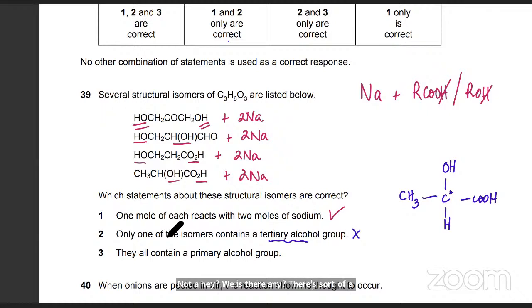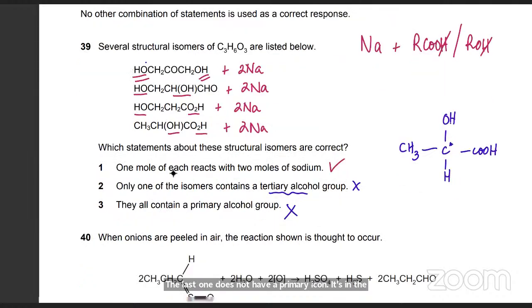Is that clear? No, sir. They all contain, sir. I said they all contain a primary alcohol group. Okay, this is primary. This alcohol is also primary. Any alcohol that's at the end, that's usually primary. So this one is also primary. The last one does not have a primary alcohol. It's in the middle of the chains. That's a secondary. So this option is also incorrect.